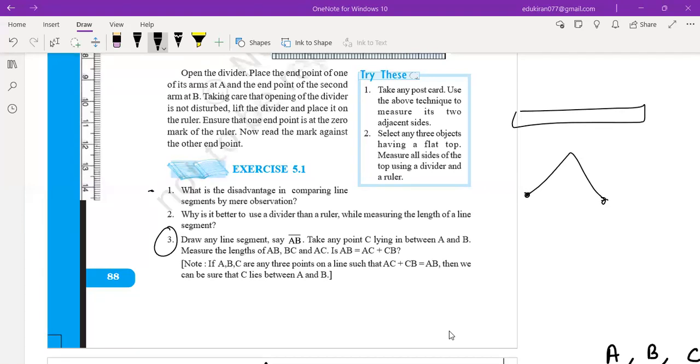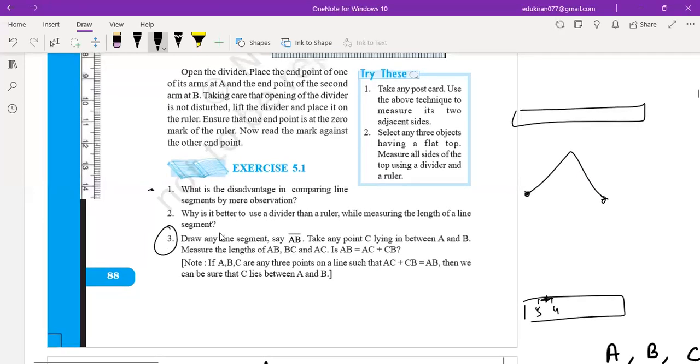Fine. You know, in a ruler, we have different numbers over here, right? Sometimes we are unable to, for example, if it is here 4 and here 5, and it is coming in between, then it becomes difficult for you to measure. So that's why doing it through a divider is important, right?